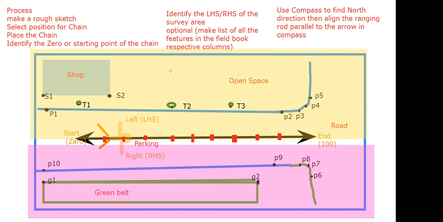Here in the open space, I have kept my compass. Just suppose this is the compass, okay? And this compass has the north arrow, which is, this is the north arrow. It's pointing towards north. Now what we have to do, we have to use the ranging rod.